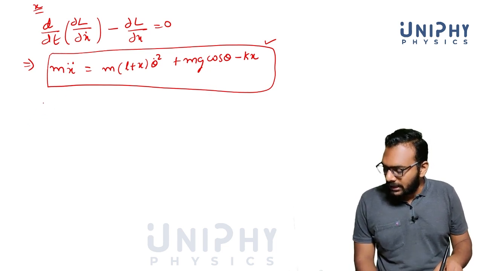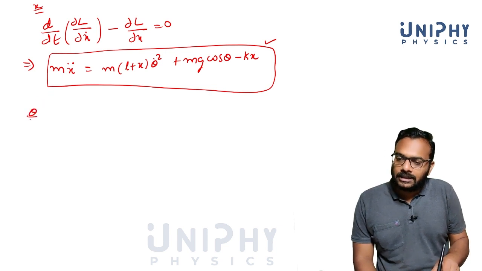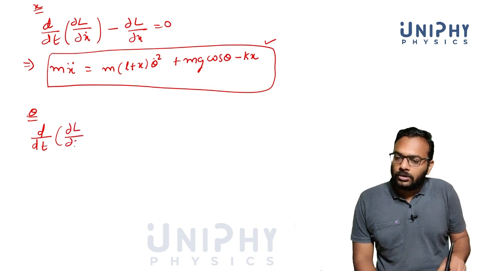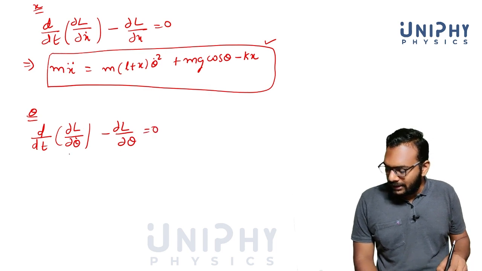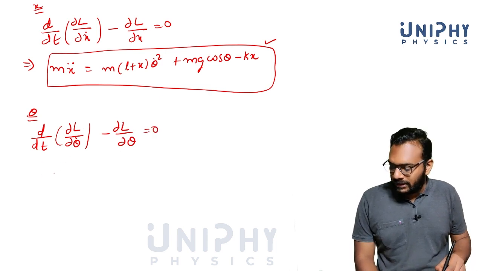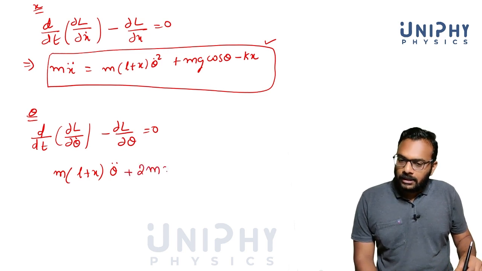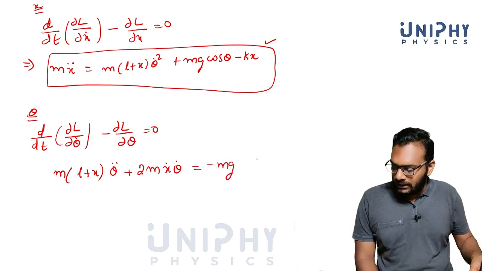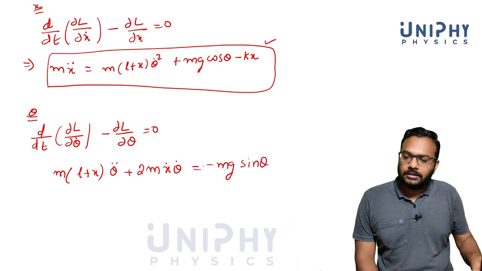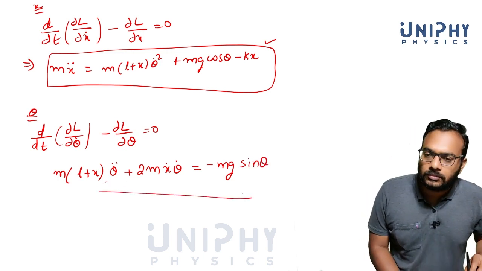Now we can also find the equation of motion for theta. That's simply d by dt of dou L by dou theta dot minus dou L by dou theta is equal to 0. You can do this and simplify, and I'll give you the final result. It's m (L plus x) theta double dot plus 2m x dot theta dot is equal to minus mg sine theta. You can do that.